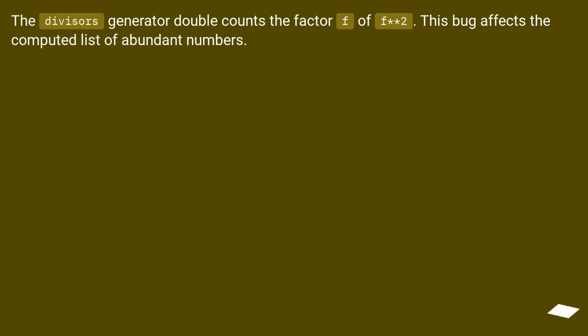The divisors generator double counts the factor f of f squared. This bug affects the computed list of abundant numbers.